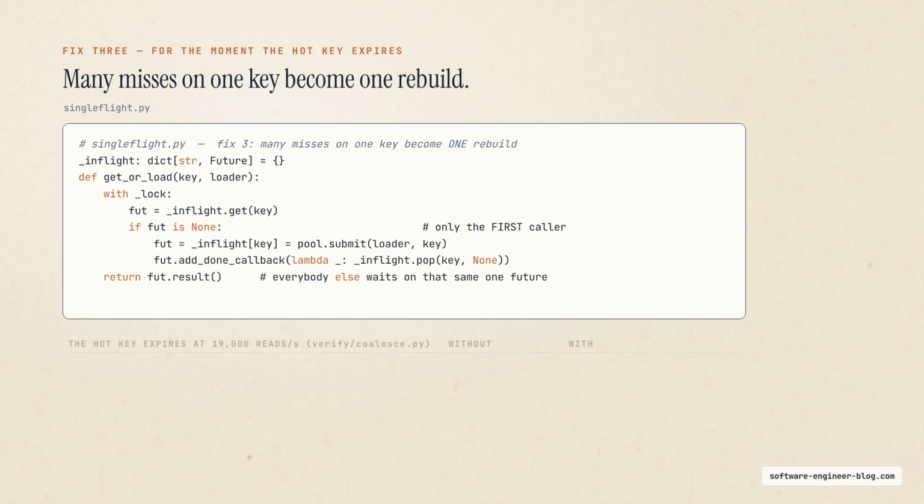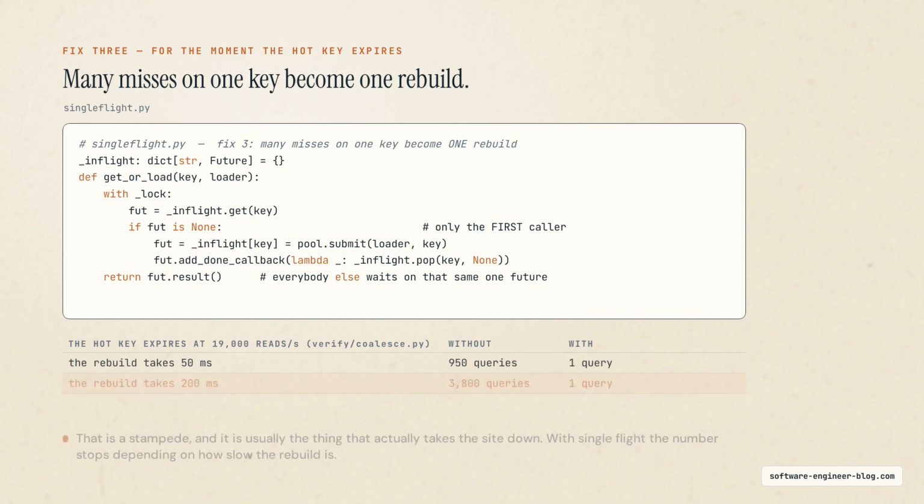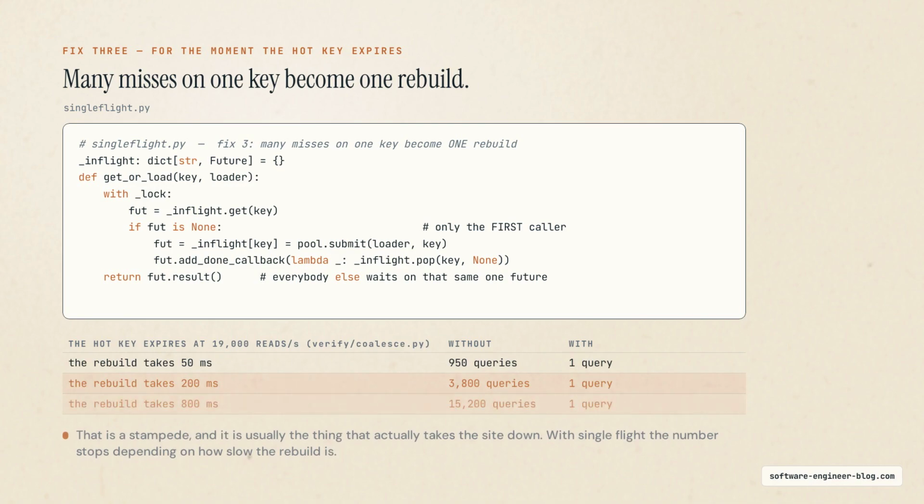The first caller to miss starts the rebuild and puts a future into a dictionary. Everybody else finds that future and waits on the same one. When it finishes, they all get the same answer. 3,800 queries becomes 1. And notice that the number no longer depends on how slow the rebuild is.